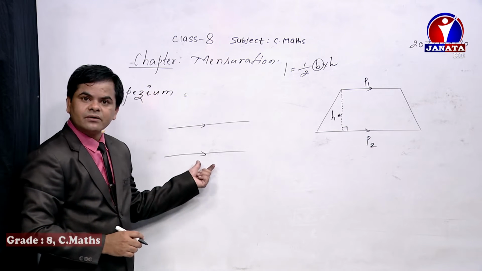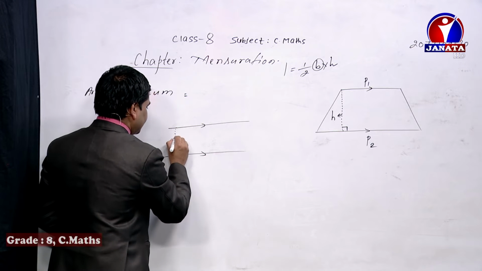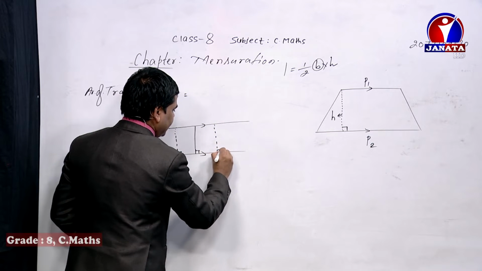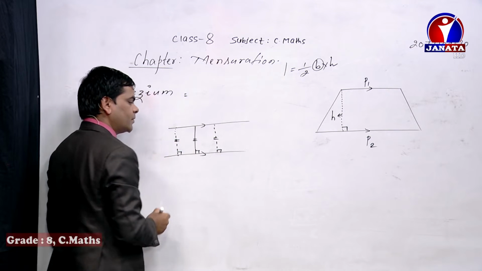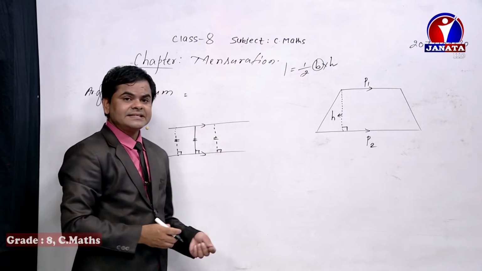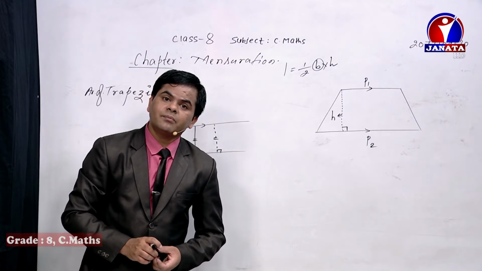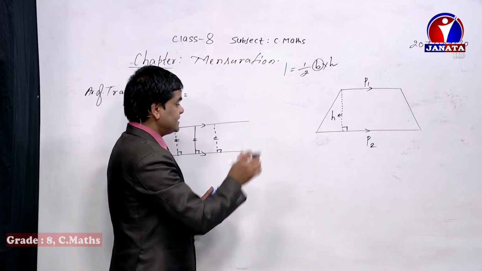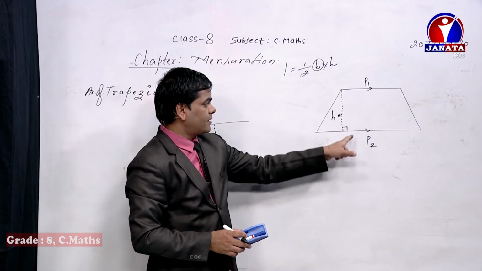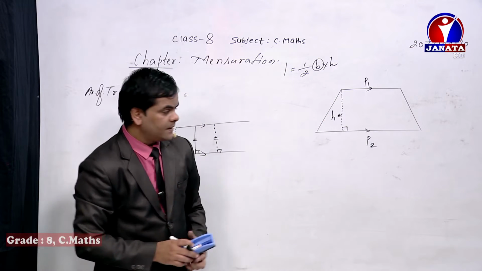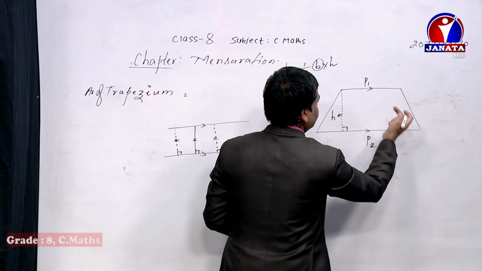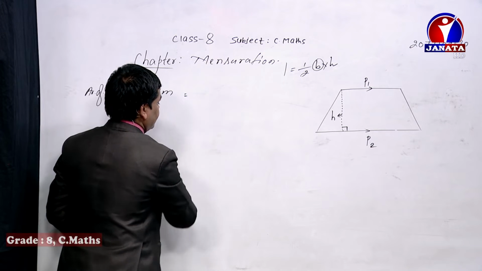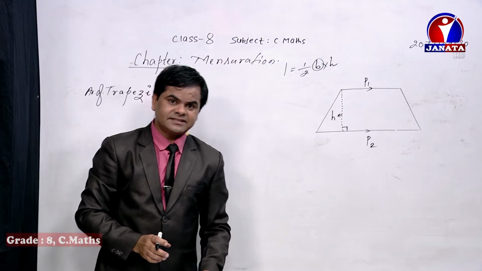When these two lines are parallel to each other, if we draw several perpendicular lines in this way, then the lengths of those perpendicular lines are equal to each other. In between the two parallel lines, however many perpendicular lines are drawn, all are equal. So by the same concept, the perpendicular line, wherever we draw it, maybe here or here, is equal. Whenever necessary, we can use that perpendicular line as the height.